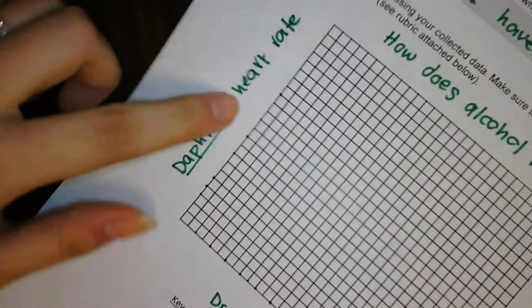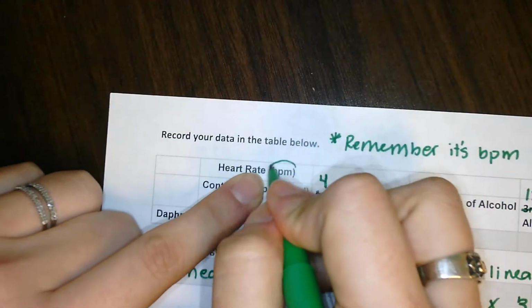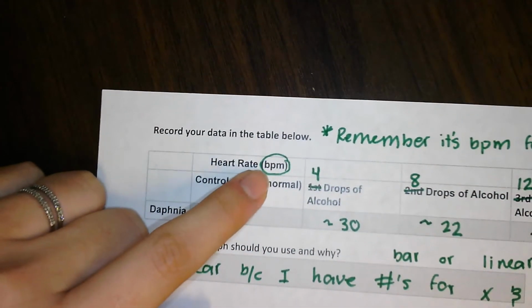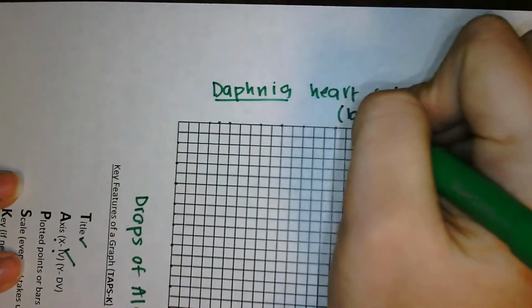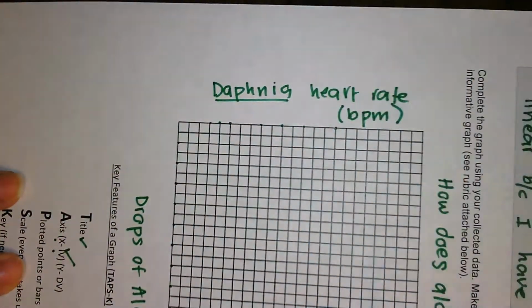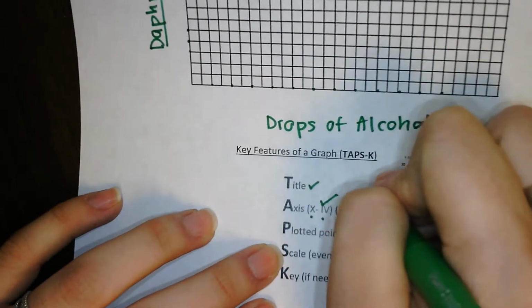Boom. Okay. And again, you want to make sure you have your units. Here they tell you that units for heart rate are BPM. Maybe you don't know what that means. It stands for beats per minute. So I'm going to put my unit in my graph. BPM. Okay, so now I have a title and I have my axes labeled.